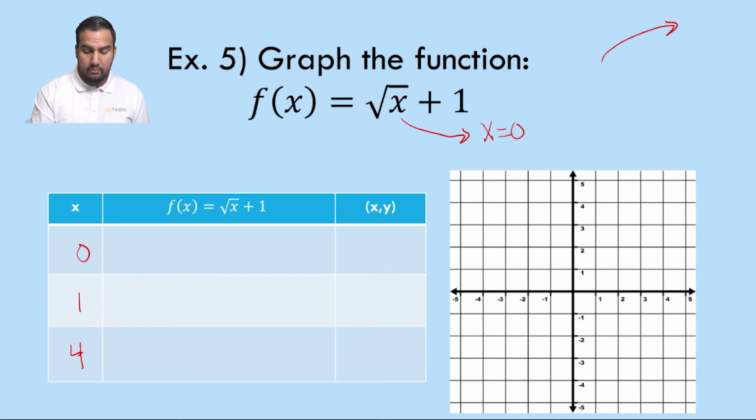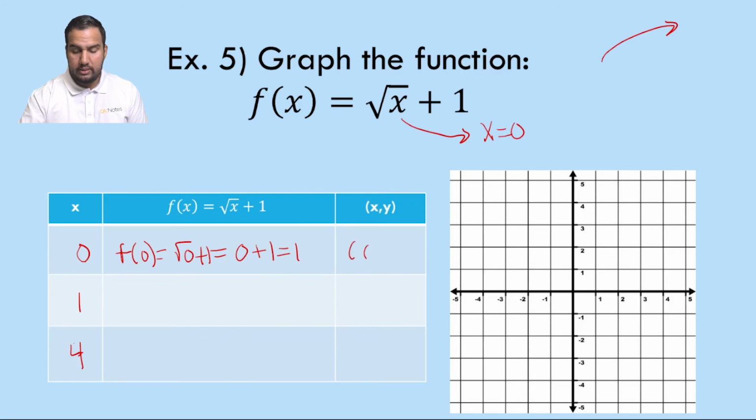Now, once you have your numbers, you can go ahead and plug them in. I'm going to plug in 0. So it's going to be f of 0 is equal to the square root of 0 plus 1, which is going to be the square root of 0, which is how much? 0 plus 1. And 0 plus 1 is going to be 1. So I know my coordinate is going to be 0, comma 1. And I'm going to go ahead and graph that. Now, when I graph it, 0, comma 1 is going to be up here.